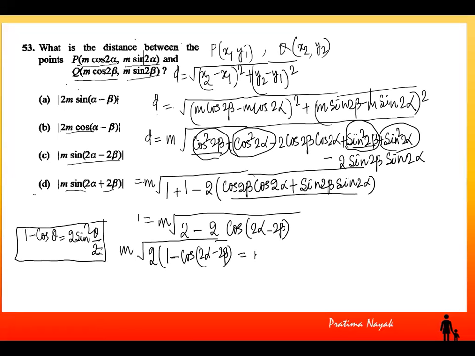So it will be m into square root of 2 into 2 sin square. It will become half, so it will be alpha minus beta. 2 alpha minus 2 beta, the half will be alpha minus beta. Next, out of these, I'll take 2, so 2m and square root, it will be sin of alpha minus beta modulus. So where is the answer? Answer is the A.